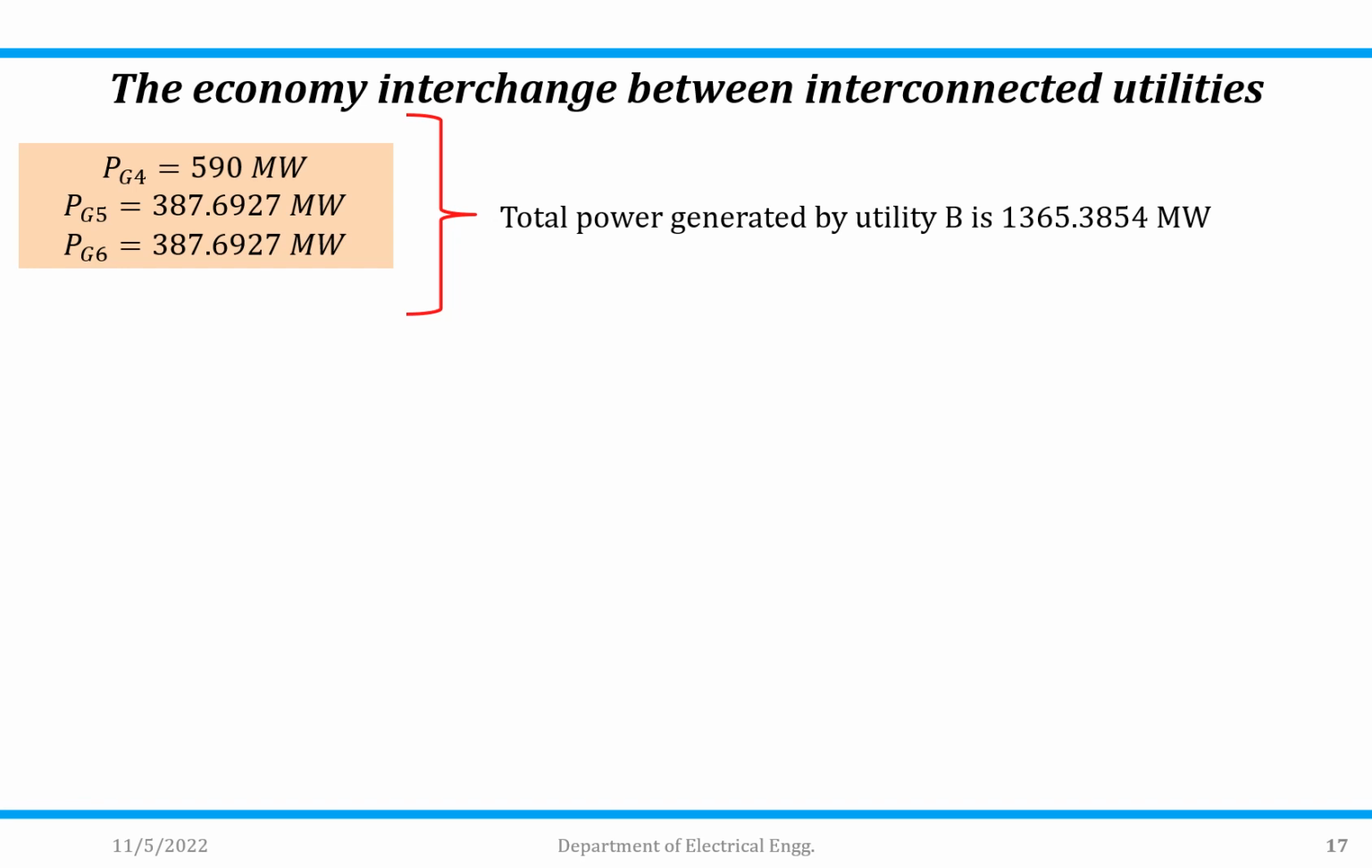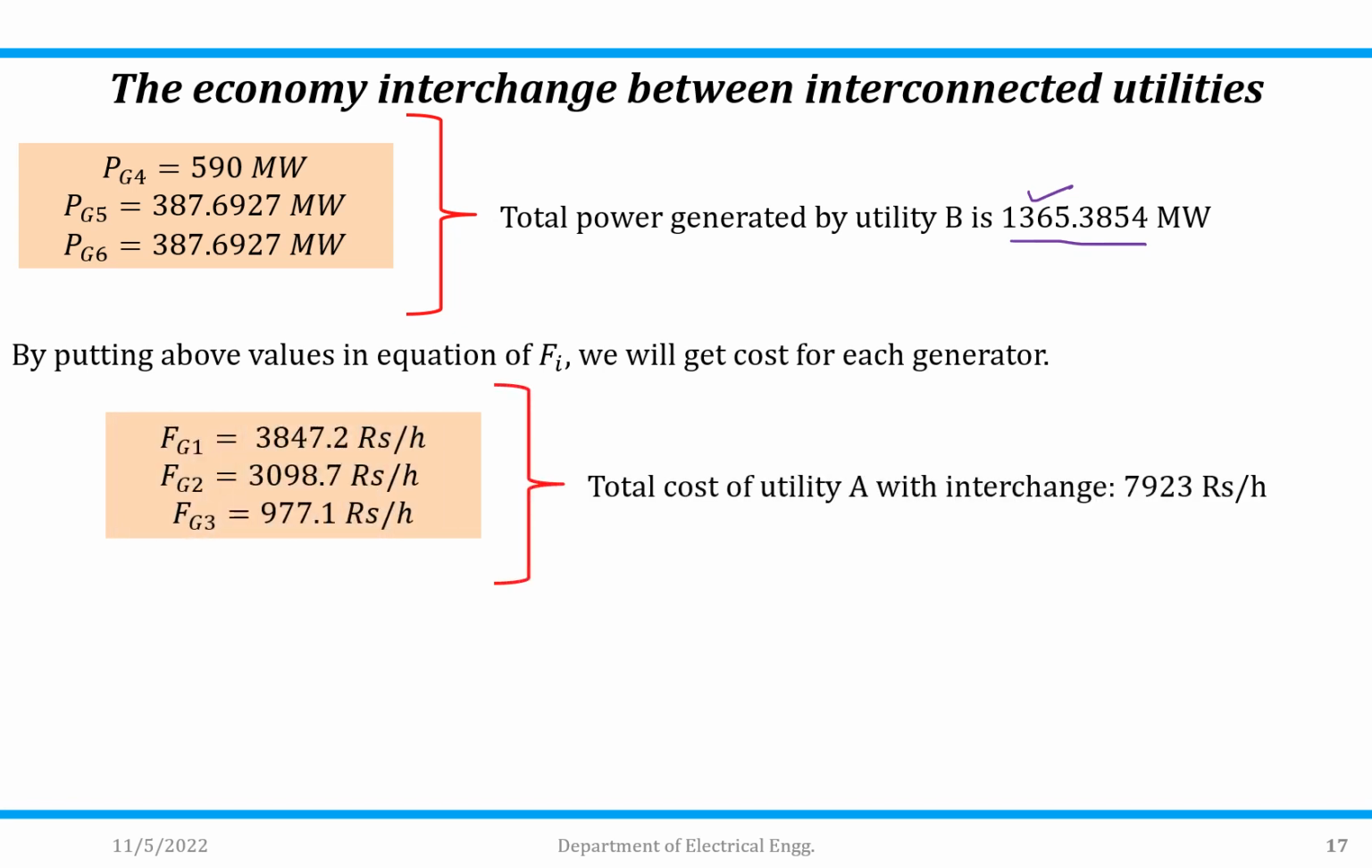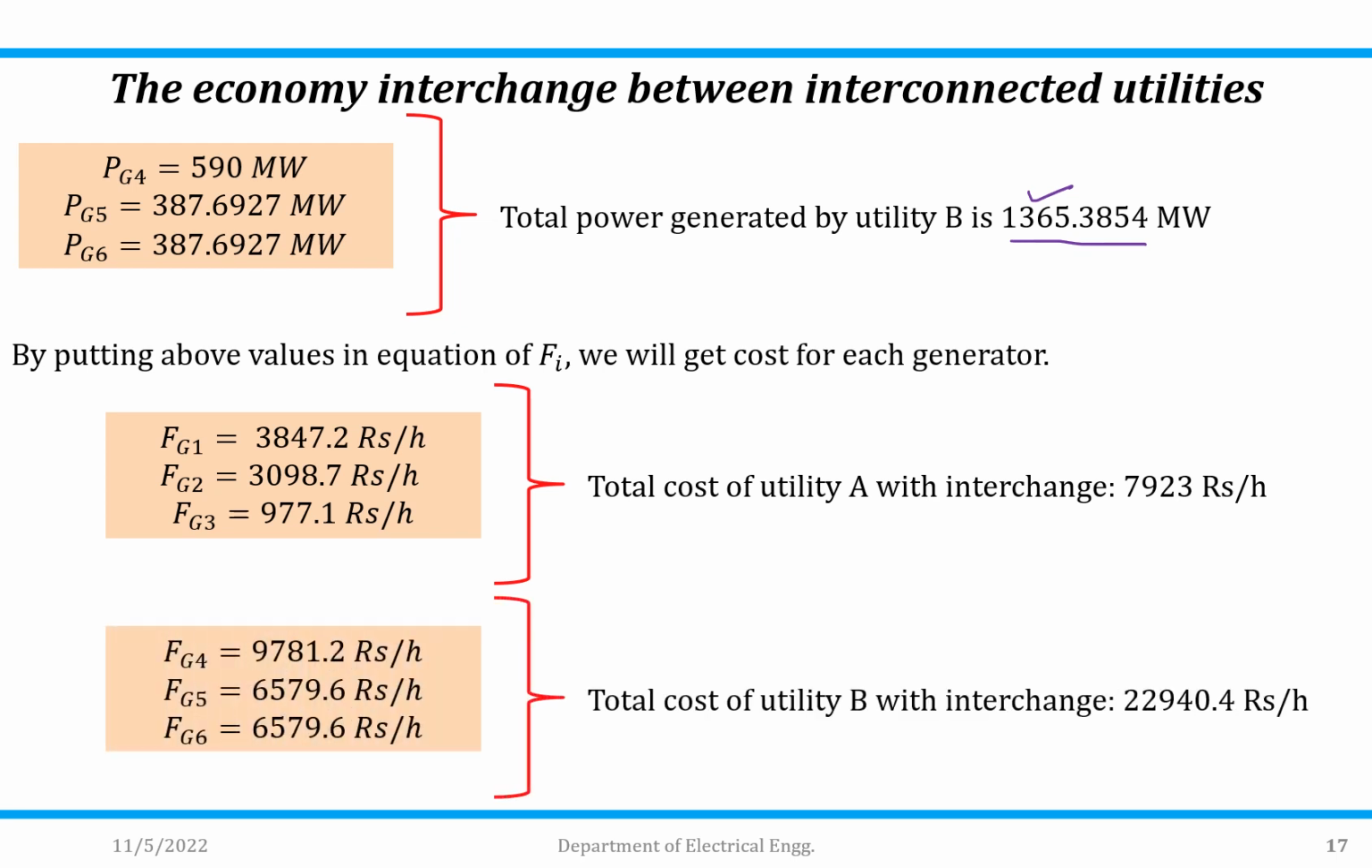So the total power generated is nothing but 590 plus 387.6927 plus 387.6927. So we will get the answer as 1365.3854. Now by putting the above values of Pg1 to Pg6 in the given associated cost equations, we will get the cost of generation for G1, G2, G3, and the total cost of generation with interchange. Now we are talking about interchange because the areas are interconnected with each other.